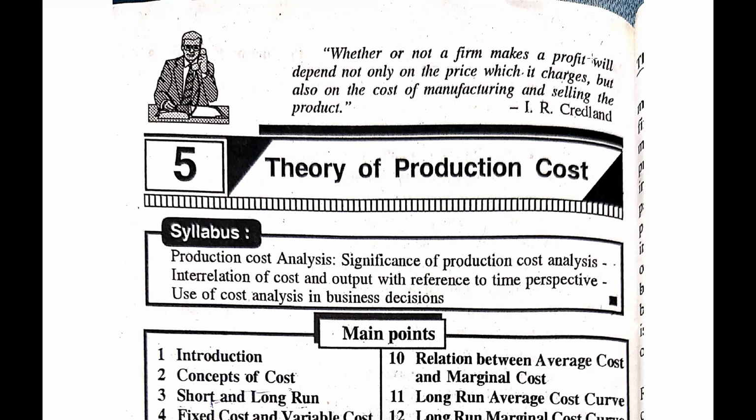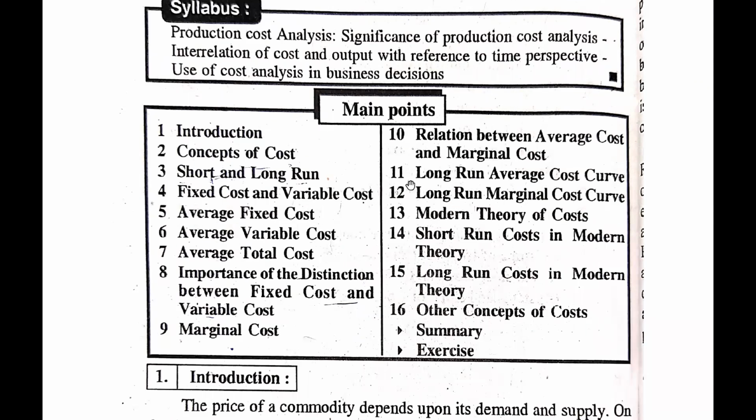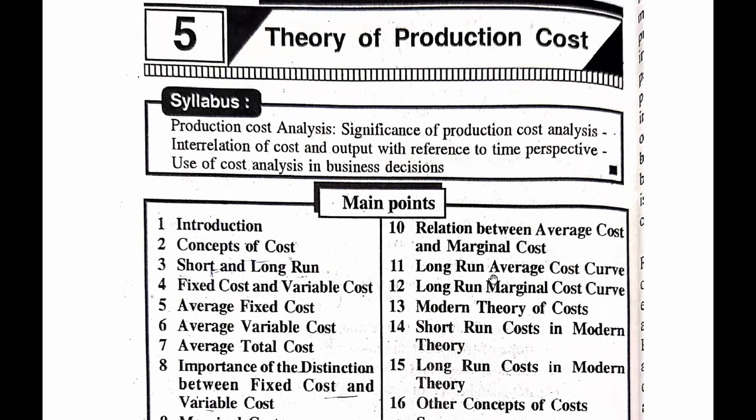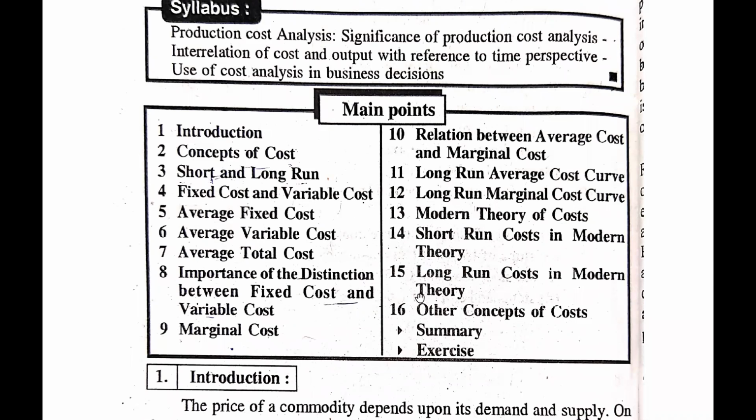Hello guys. This is your last chapter of the syllabus of economics, and today we are going to start your last chapter, and that is theory of production cost. This chapter is very easy to understand, and it is not much long as compared to earlier chapters. So let us discuss step by step. These are the points of this chapter that we need to discuss during the lecture, and this may take 2 or 3 lectures to complete the chapter.